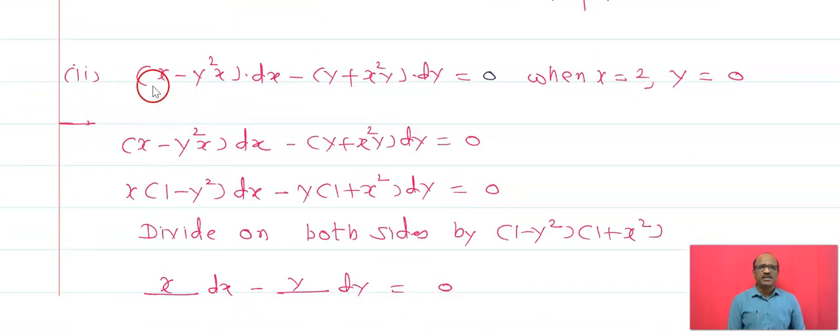Now the next problem, that is (x minus y square into x) bracket complete into dx minus y (y plus x square y) bracket complete into dy equals 0. And what are the values of x and y? x equals 2 and y equals 0. Now we'll find the solution from this differential equation. From the first term, take x as common. Then in bracket you will get 1 minus y square into dx. From this term, take y as common. That is minus y in bracket 1 plus x square into dy equals 0.